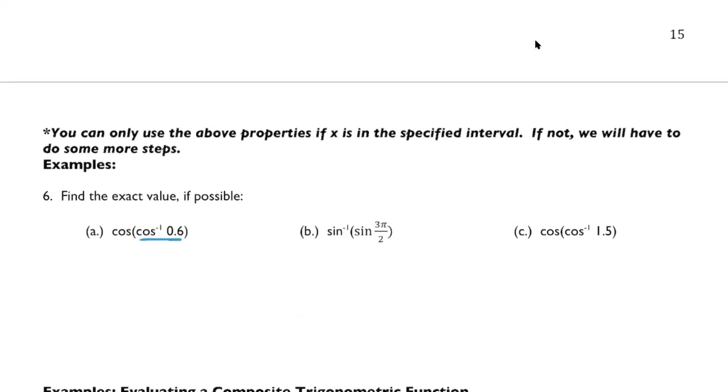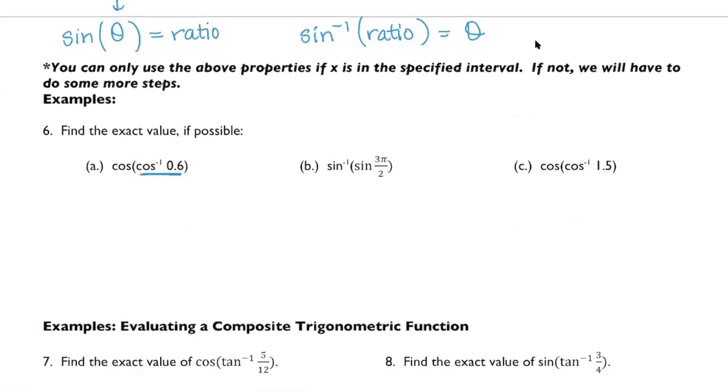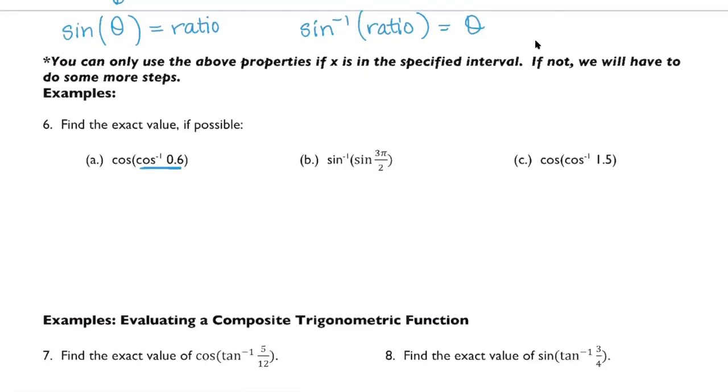Whenever we do our sine and cosine, we say the sine of an angle equals a ratio. Remember, theta is an angle. But when we do the inverse, it's the reverse. We do the sine inverse of a ratio, and that has to equal theta again, which is an angle. The ratios must be between -1 and +1 because that's where the unit circle goes. So 0.6, that is between -1 and +1, so we're good.